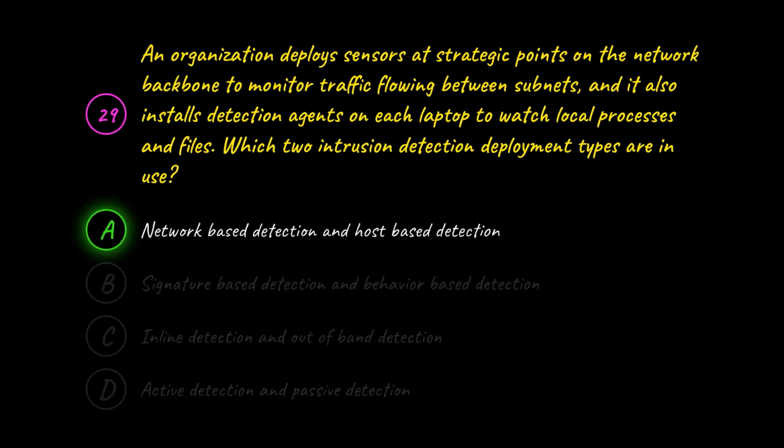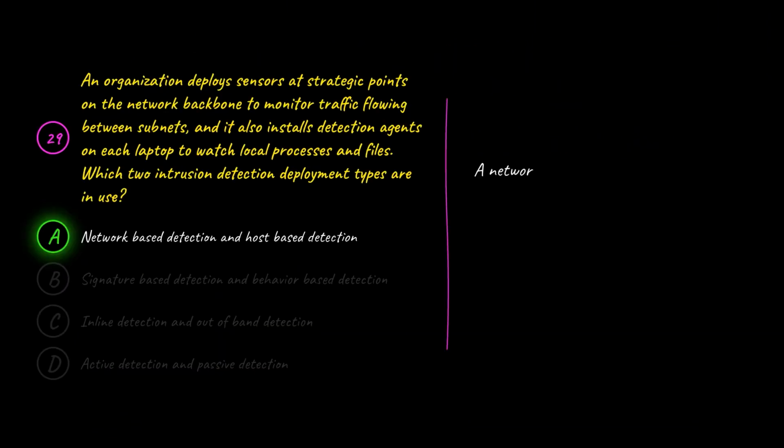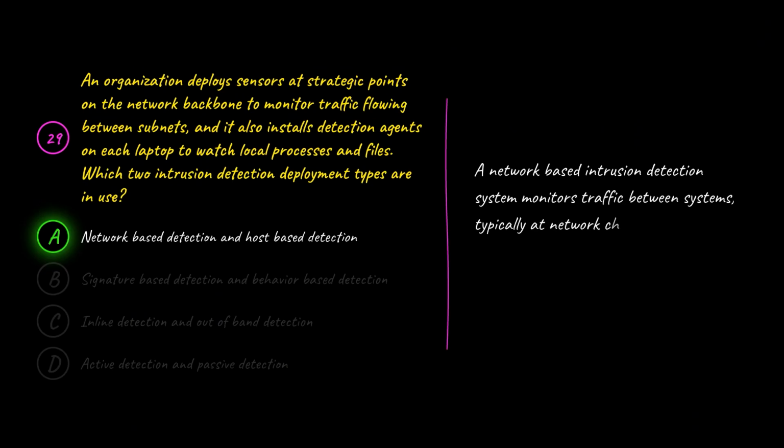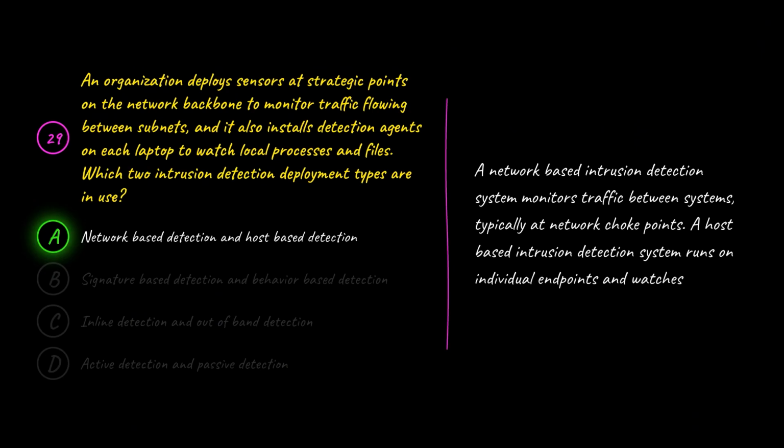The correct answer is A. Network-based detection and host-based detection. A is correct because a network-based intrusion detection system monitors traffic between systems, typically at network choke points. A host-based intrusion detection system runs on individual endpoints and watches local activity. The scenario describes one of each.